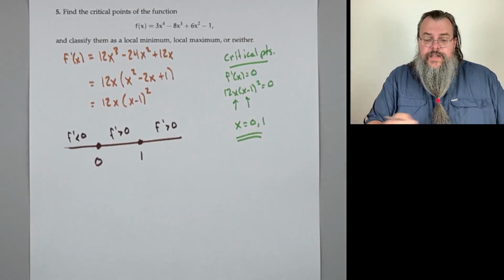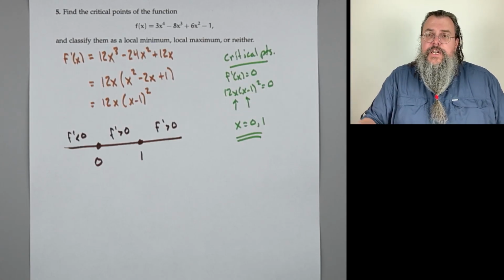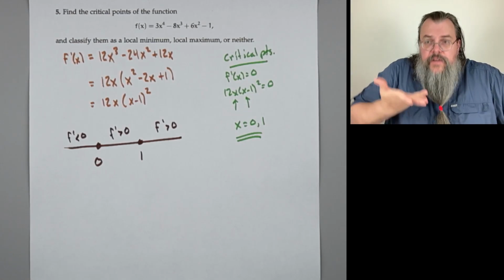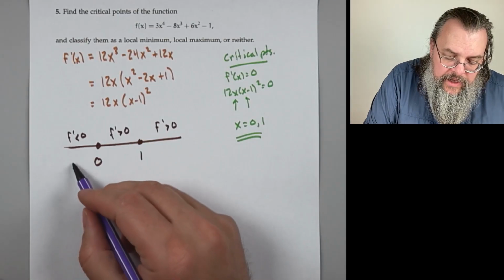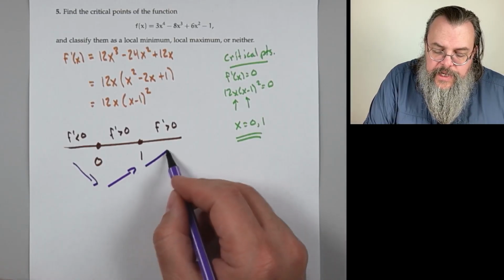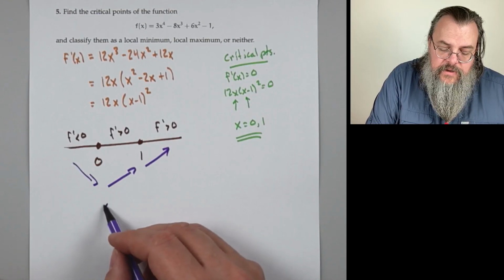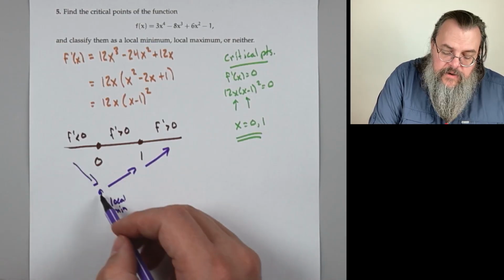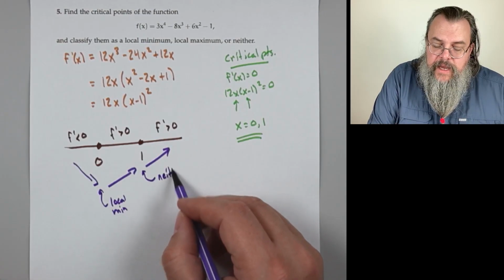Okay, so what is this telling us? We're figuring out the behavior of the function. When the derivative is negative, we're going down. When the derivative is positive, we're going up. So we see we are going down, we're going up, we're going up. So we say, aha, 0 is a local min, because we went down then up. 1 is neither max nor min.